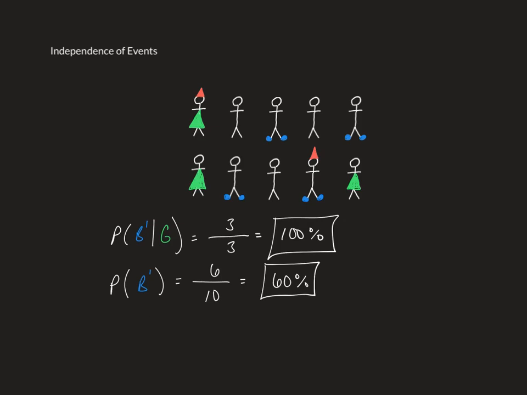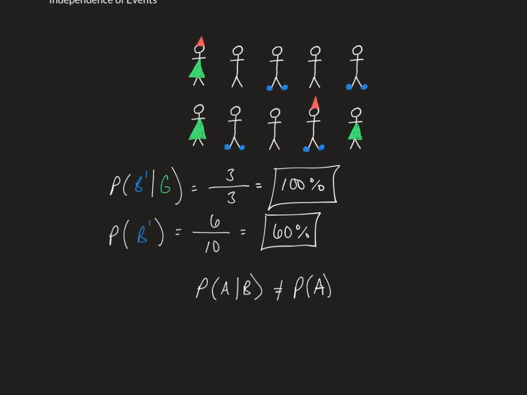So because these two things are not equal, and now I'm going to generalize and say, if the probability of some event A given some event B is not equal to the probability of just that event A all on its own, then what you've shown is that these things are not independent. Or you could say they are dependent.